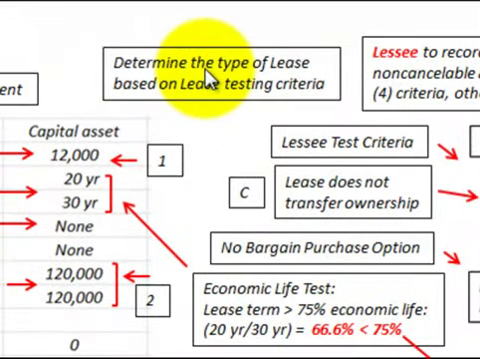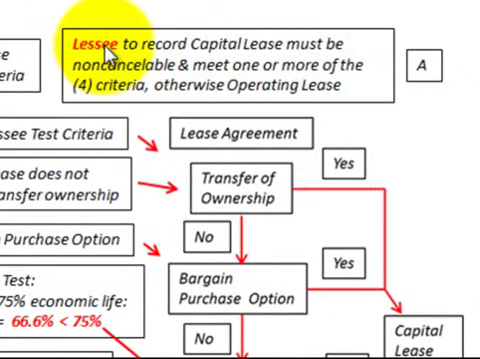Here we're going to go through an example to determine the type of lease based on lease testing criteria. We're going to be looking at it from the lessee's perspective, and it's either going to be recorded as a capital lease or as an operating lease. The test criteria we're going to go through are the 4 test criteria that you would use for determining if it's a capital lease or an operating lease.